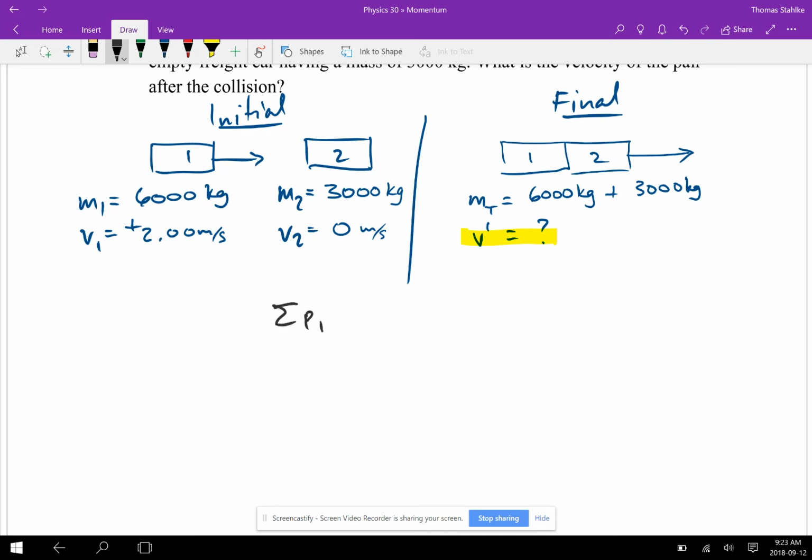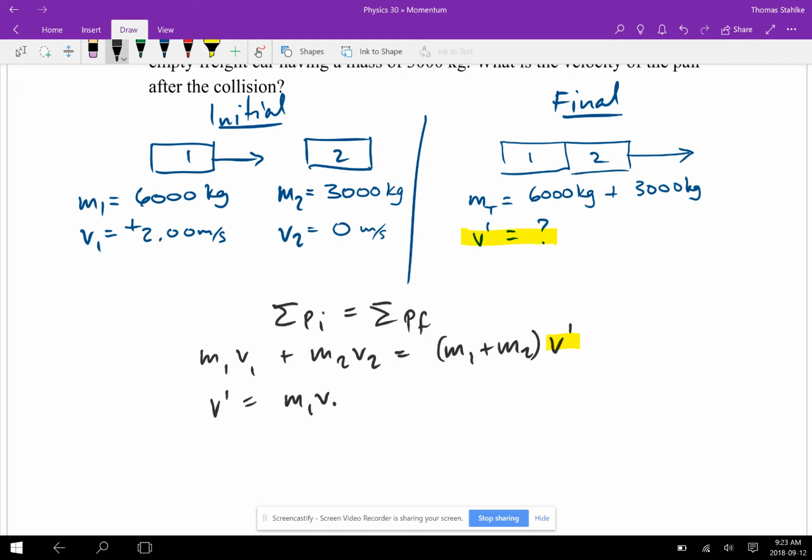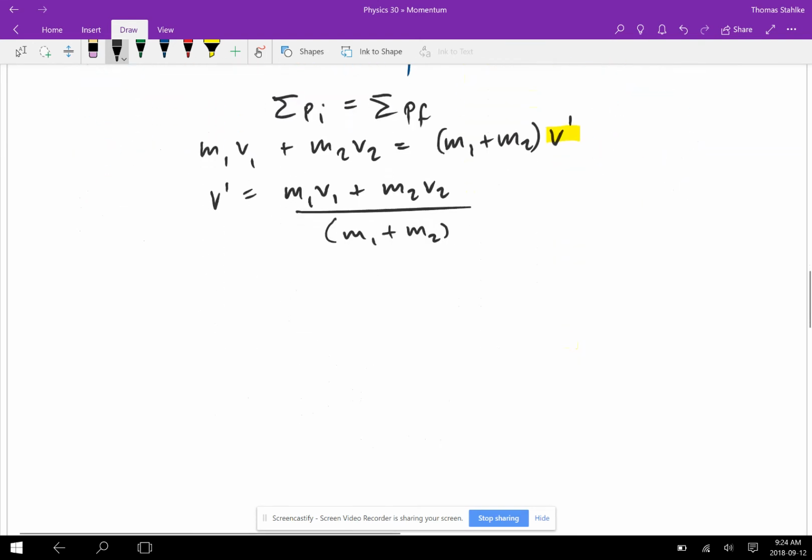So I look at sum of momentum initially equals sum of momentum final, which means I have mass 1, velocity 1, plus mass 2, velocity 2, and they stick together. So I'll add them together and they have a combined velocity. It really doesn't matter what subscripts you're using, but I'm just using 1 and 2 there. So I want to solve for this final velocity. So I'll just manipulate the equation and divide by m1 plus m2.